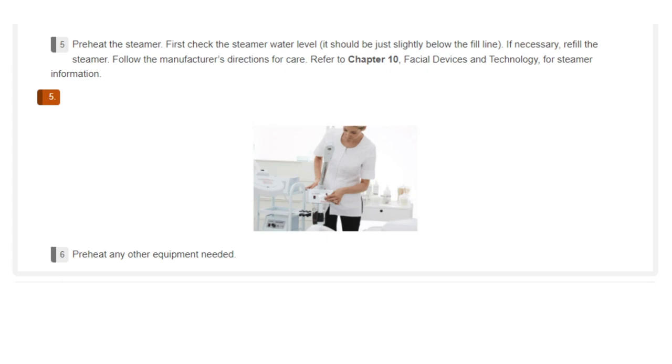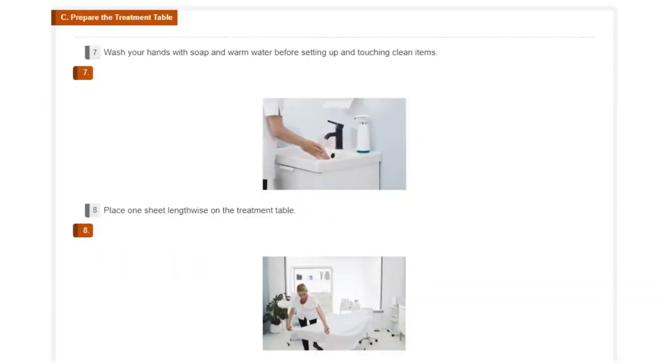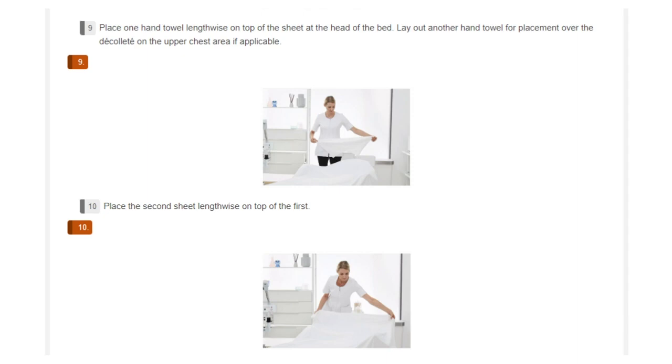6. Preheat any other equipment needed. C. Prepare the treatment table. 7. Wash your hands with soap and warm water before setting up and touching clean items. 8. Place 1 sheet lengthwise on the treatment table. 9. Place 1 hand towel lengthwise on top of the sheet at the head of the bed.